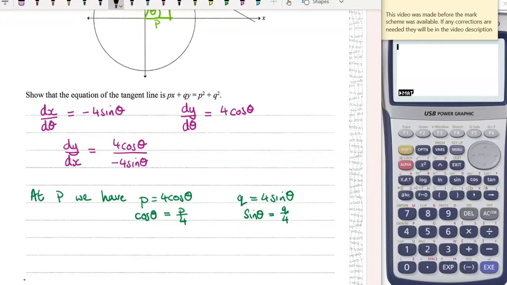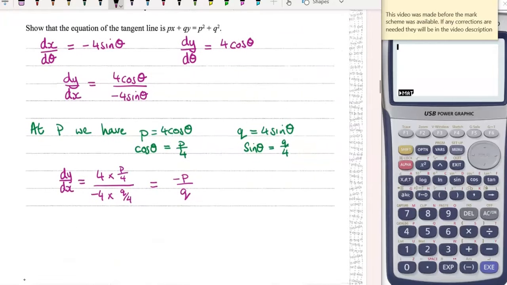Now going back to our dy by dx, we can now substitute in some values that turns our cos theta and sine theta into P's and Q's. So back to this here, we'll have 4 times cos theta, which is P over 4, divided by -4 times sine theta, which is Q over 4. The 4's cancel, and we're left with minus p over q. So now we've got a gradient.